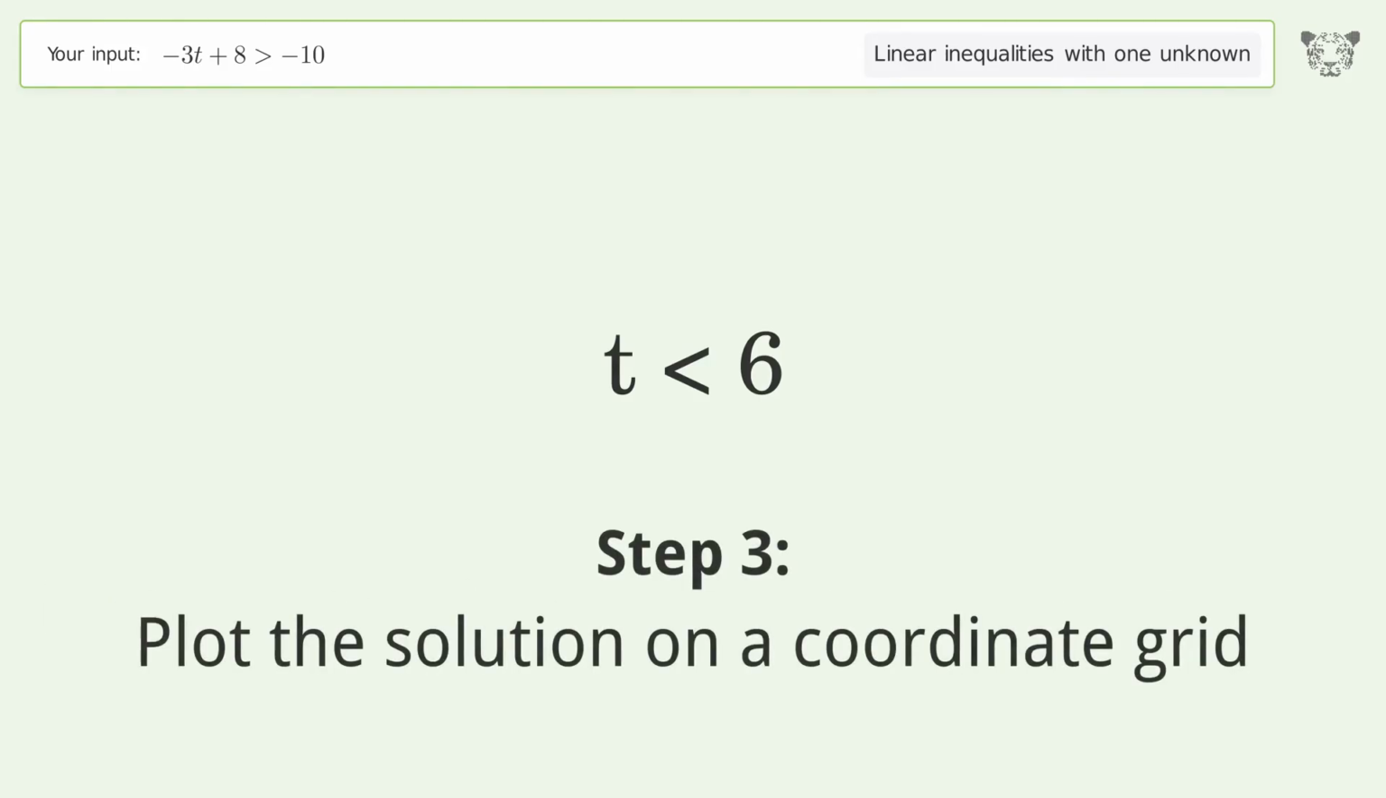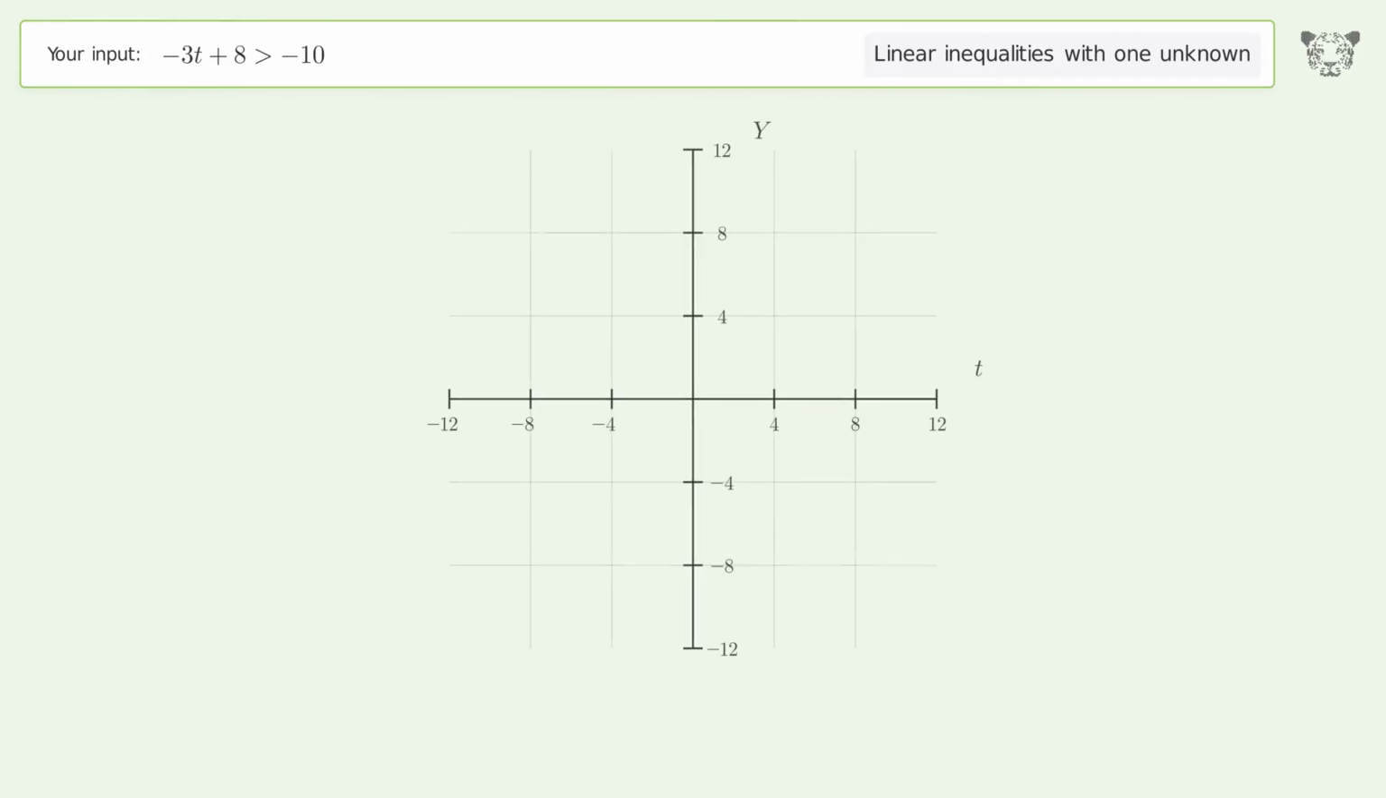Plot the solution on a coordinate grid. And so the final result is t smaller than 6.